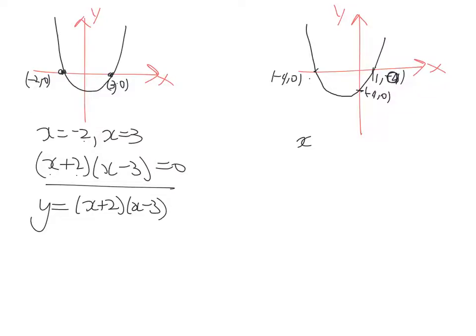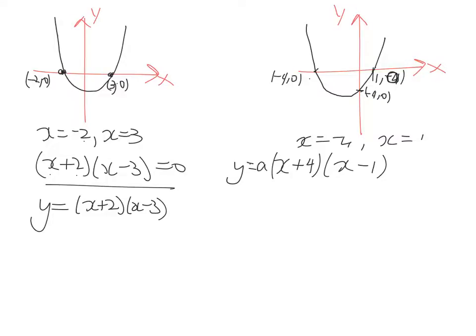Sorry, let's start that again. So x equals -4 and x equals +1. From that, we say that (x + 4)(x - 1). That's our equation for y.